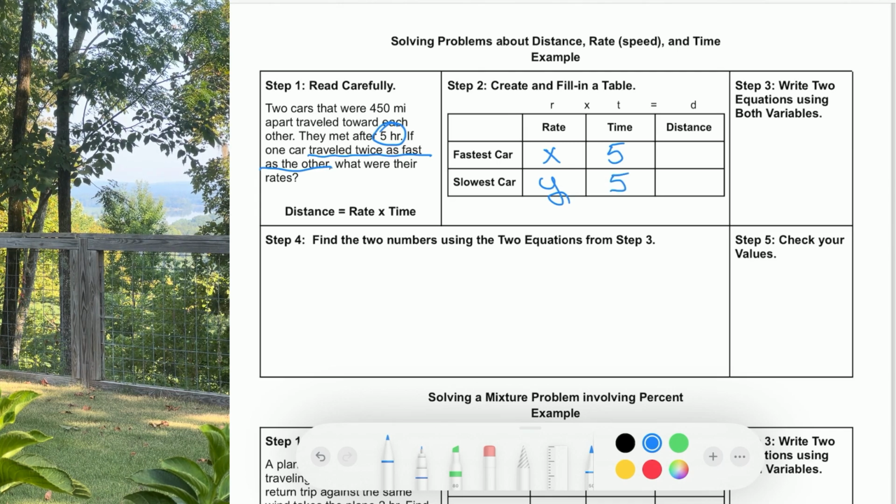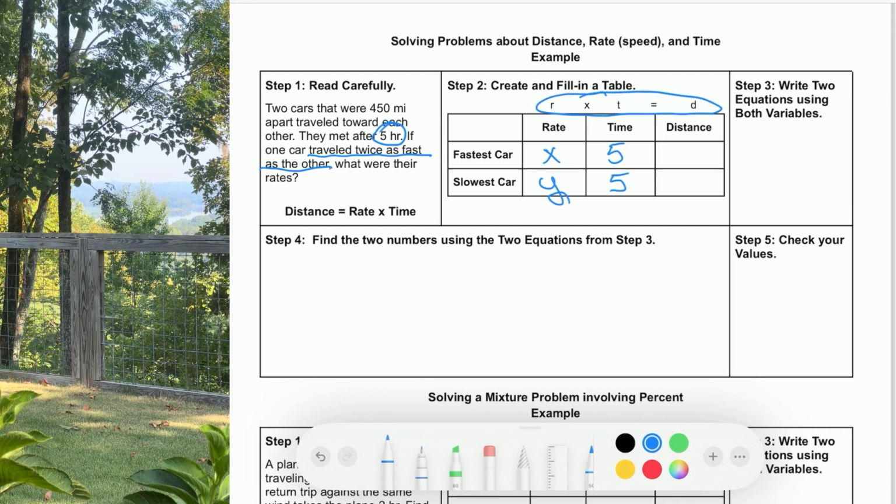But how far did they go? Well, we don't really know. We know that there was a distance of 450 miles in between them. They're that many miles apart, but we don't know how many miles they traveled before they met each other. So we're going to just do our formula to find distance. So the way we find distance is rate times time gives us distance, okay? So we're gonna have x times 5. So we put in 5x here, and we're gonna put 5y here because we're gonna multiply those first two columns to get that third column.